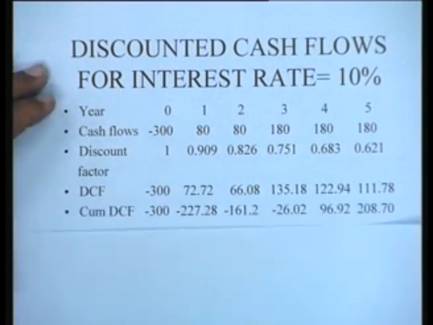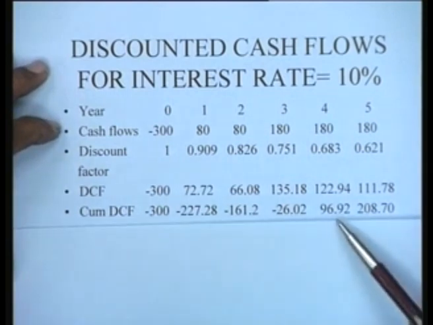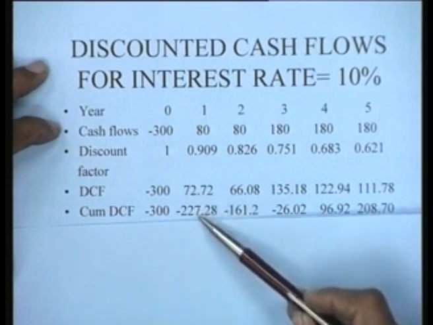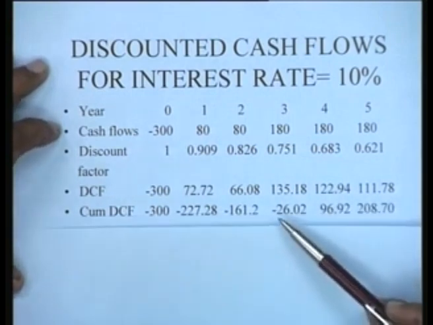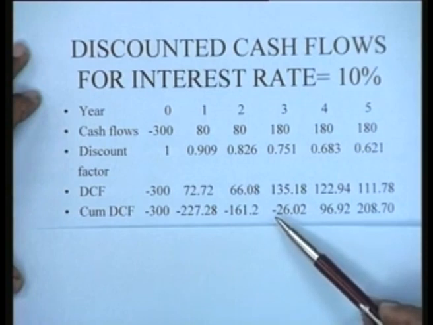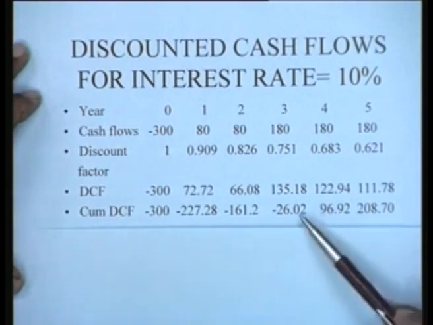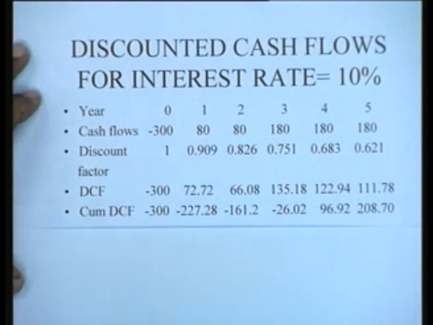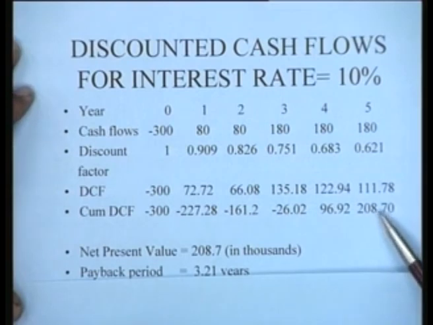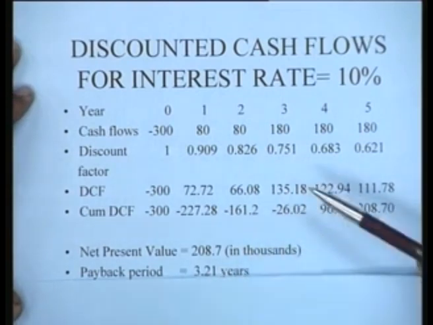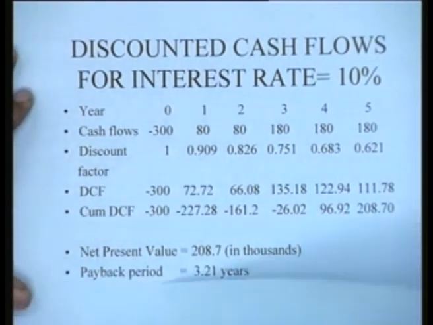Now we can work with these discounted cash flows and determine the cumulative discounted cash flow in the same manner, and you can find that minus 300 plus this minus 227 and so on, these values which are obtained here clearly show that the cumulative discounted cash flow changes sign from negative to positive between the 3rd and the 4th year. So we can again linearly interpolate between these values and get the discounted payback for an interest rate of 10%. So in this case the net present value works out to 208.7 and the payback period works out to 3.21 years, which were the two important parameters here.